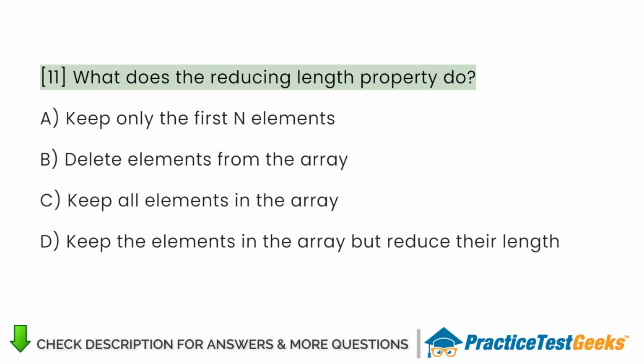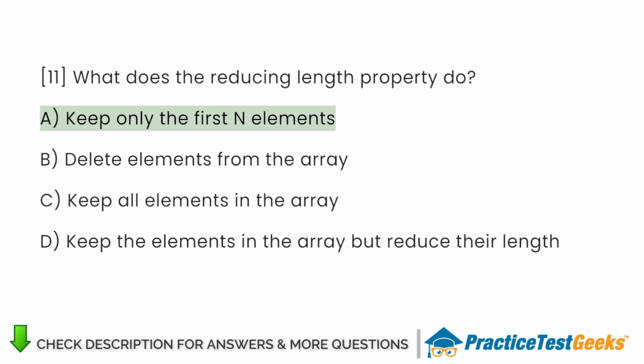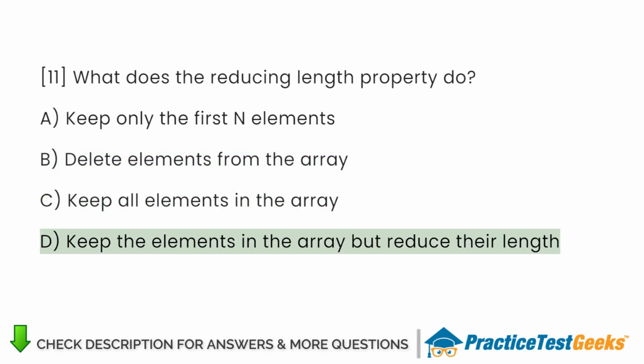What does the reducing length property do? A. Keep only the first n elements. B. Delete elements from the array. C. Keep all elements in the array. D. Keep the elements in the array but reduce their length.